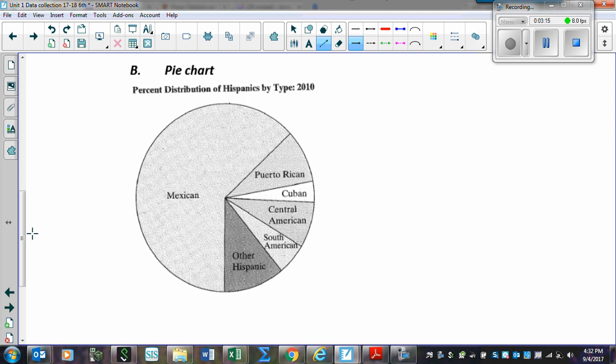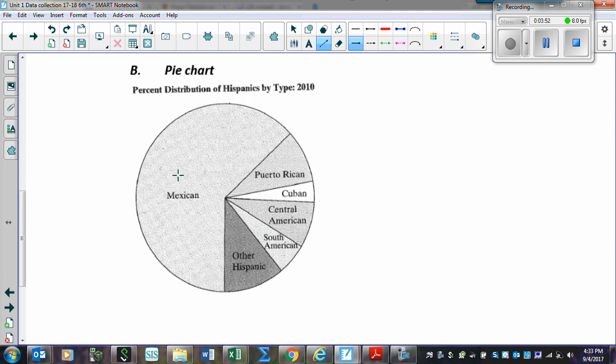So for our pie chart, this is just the percentage distribution of Hispanics by type from the 2010 census. The overwhelming majority here are from Mexico, and then you have different sources here. Again, this tells you relative frequency. You can tell that about two-thirds are from Mexico, but we don't know how many people are from each area. We can only tell the percent, the relative frequency.